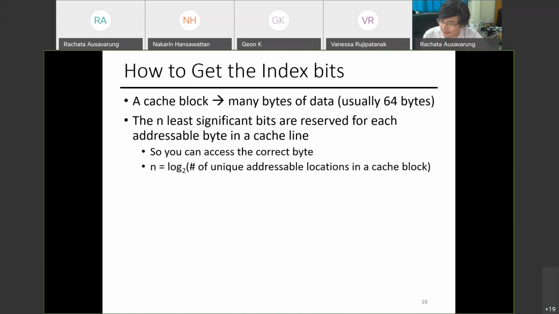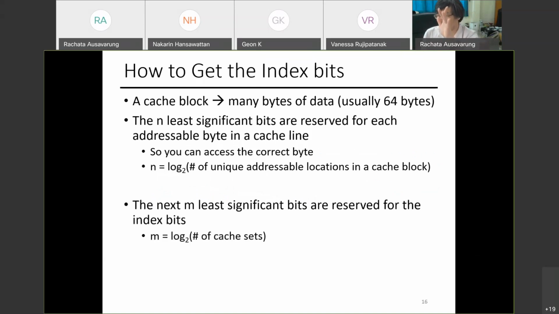So you look at the cache block. The least significant bits are for the number of accessible locations in your address. So it's log of that inside the cache block. Then you compute log 2 of the number of sets. You get that number, let's say it's M. That M is the set bits, the index bits. The rest are tag bits. So these are the formulas. If you're confused, come back to these formulas. If you're still confused, come back to office hours.